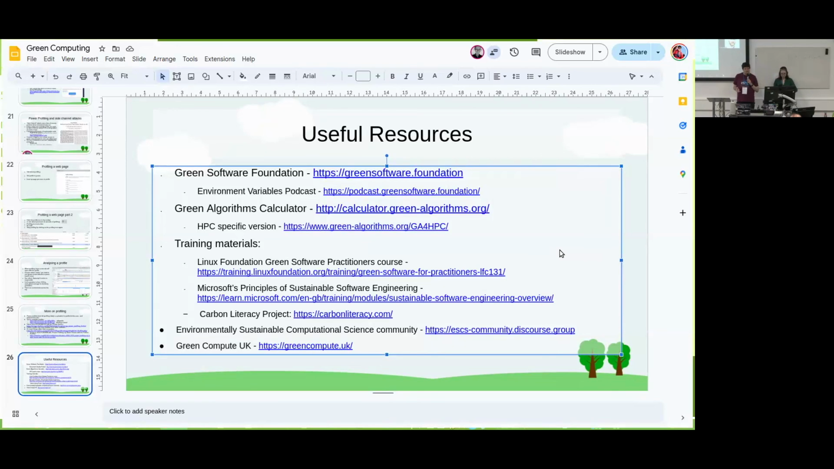There's also some training materials that are out there. Again, these are not research software specific, but there are some Linux Foundation Green Software Practitioner courses. Microsoft have some principles of sustainable software engineering. And there's also much more generically the Carbon Literacy Project, who have some general stuff about understanding climate change as a whole. I also want to promote that LOIC has launched today, I suppose, the Environmental Sustainable Computational Science Community, where we can all gather and hopefully discuss this sort of thing more. And there's also Michael Bain's Green Compute, which has a whole load of useful resources for this.